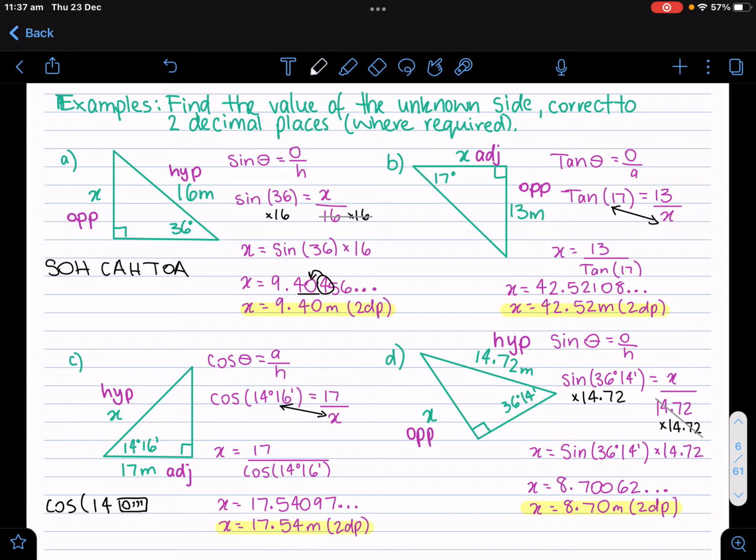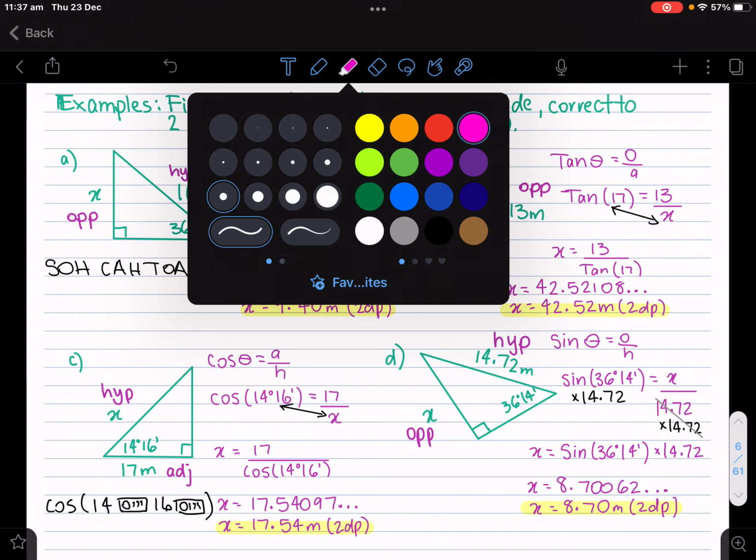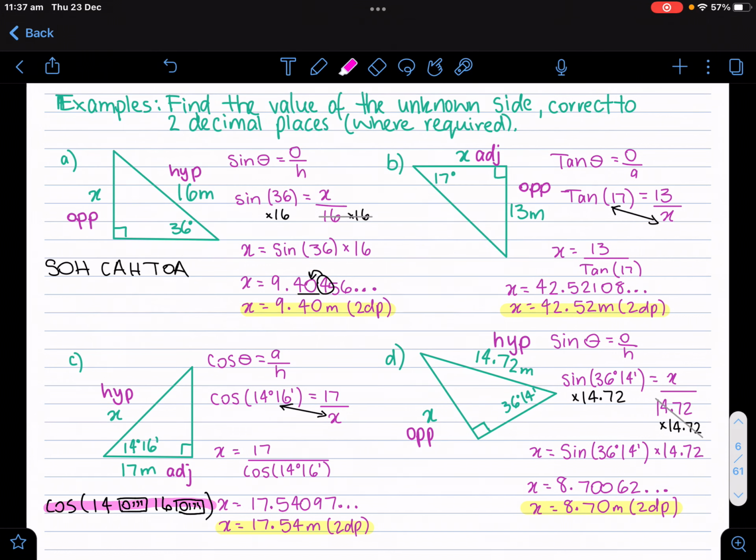So that's 14 degrees. And then we're going to press 16 and press the degree button once more. And that'll identify that as a minute. And then we're going to close the bracket. Now, if I use a highlighter, this section here that I just did is that section there. So I'm going to write 17 over cos 14 degrees 16 minutes, which is that section there of how to type it in the calculator.